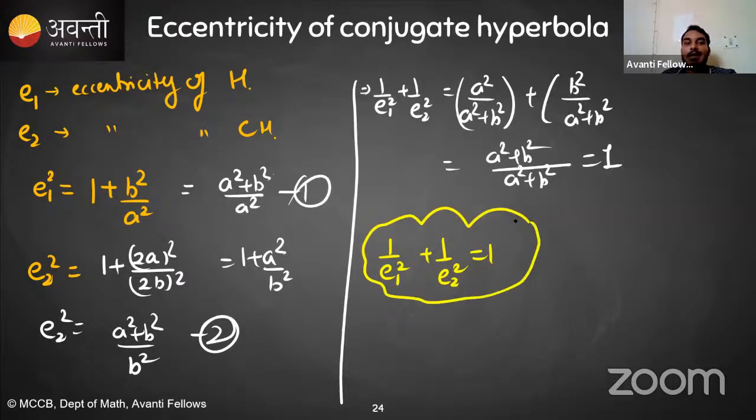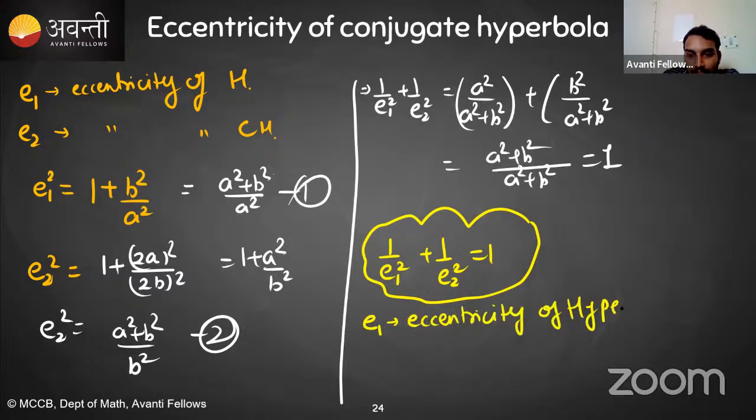Means if somebody has given you the eccentricity of a hyperbola and asks you to find the eccentricity of its conjugate hyperbola, you can directly tell by using this relation. Is this clear? Where e1 is the eccentricity of the hyperbola, and e2 is the eccentricity of its conjugate hyperbola. Will you remember this?